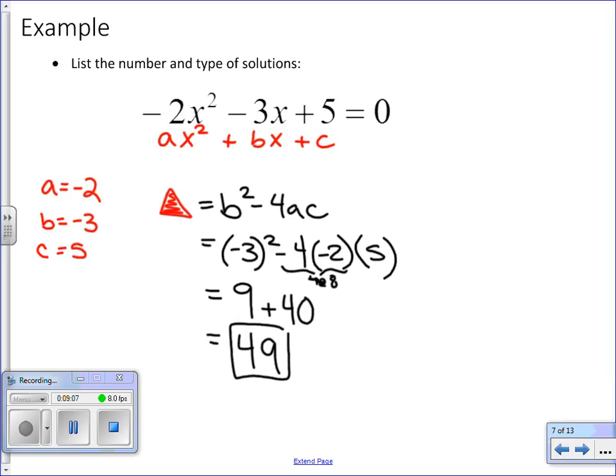Now, how many and what type of solutions will I have? 2 real solutions, because 49 is a positive number, right? And if you look back to our last set of notes, it says if the triangle comes out to be positive, which this is positive 49, you will then have 2 real solutions. And so that's your answer, 2 real solutions.